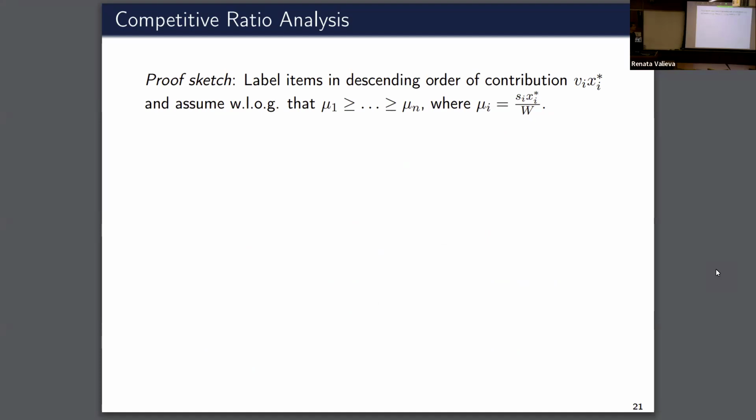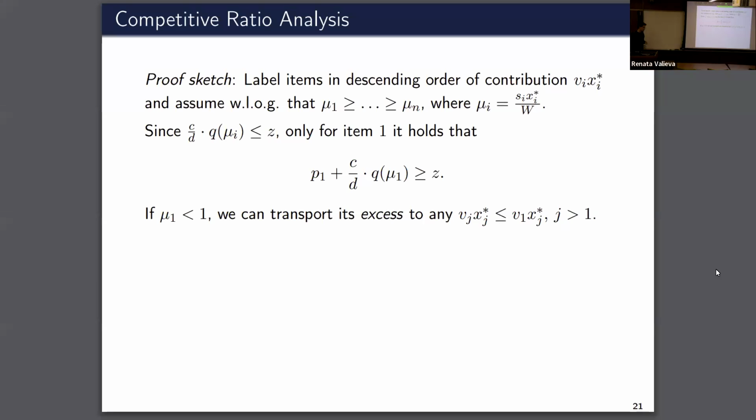The proof goes as follows. Without loss of generality, we label items in descending order of contribution. So if an item has less contribution, we can also say that it's probably lighter. So also, the larger the contribution, the larger the weight. Otherwise, the expected profit will only be better. We label items and say the utilizations are in descending order.